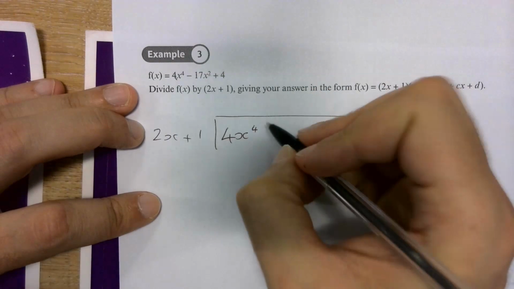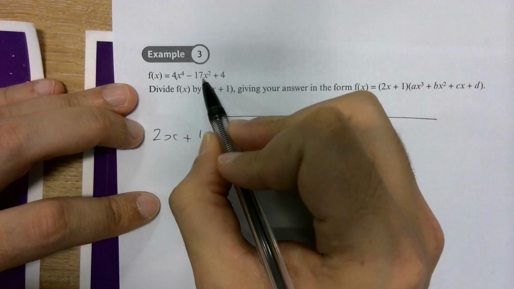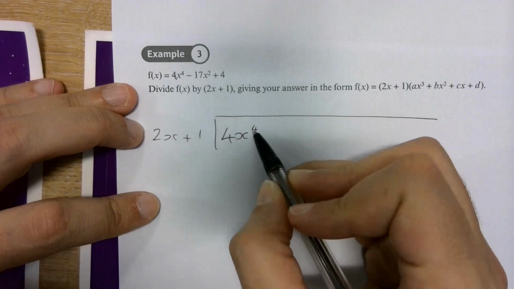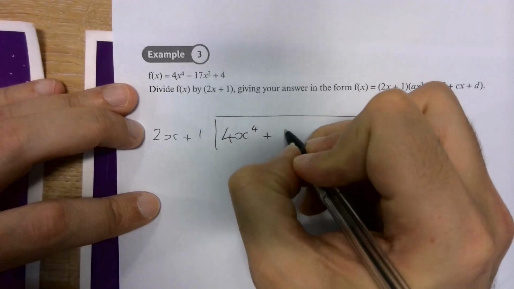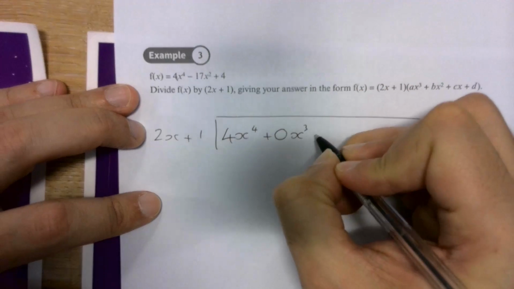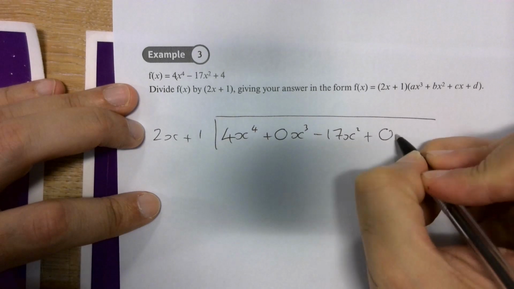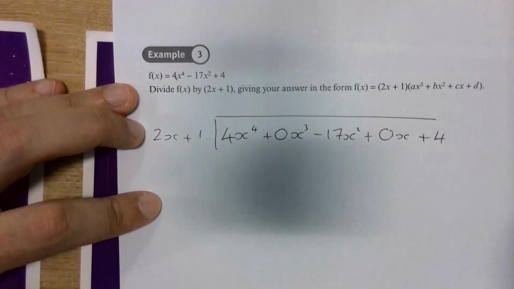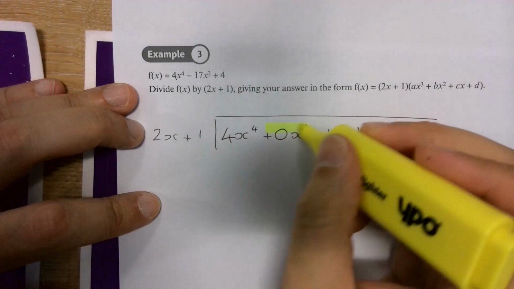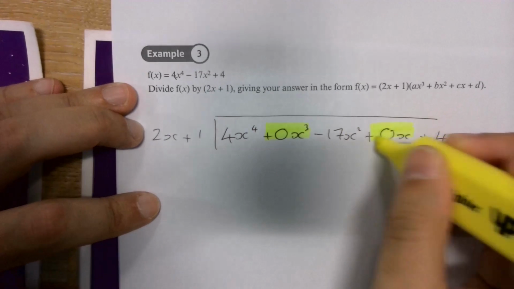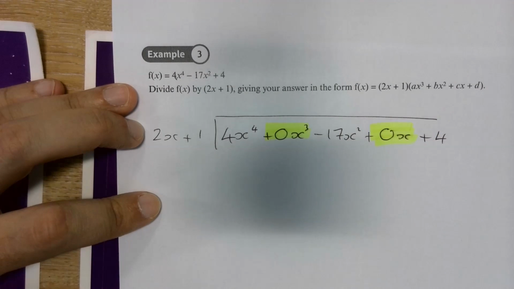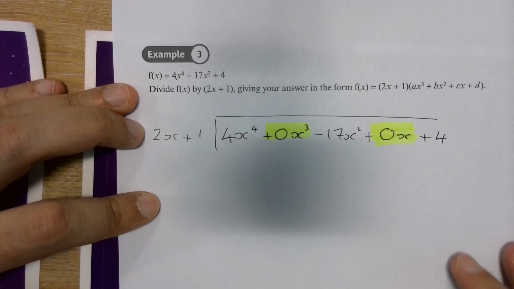4x to the 4, that's fine. And then because I'm skipping out x cubed, I'm going to write that as 0x cubed minus 17x squared plus 0x plus 4. Okay, that is really, really important, because if I don't do that, I can't take into account that part of my answer. Once I've got it like that, I just do exactly the same as before.